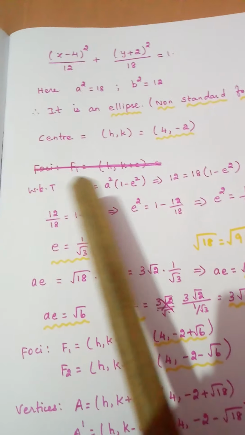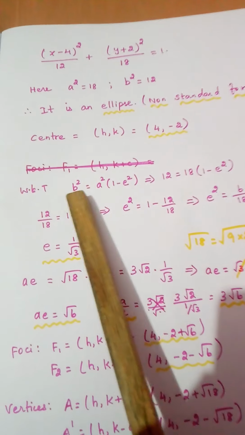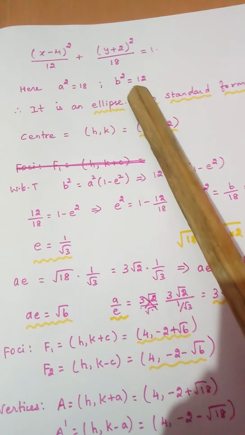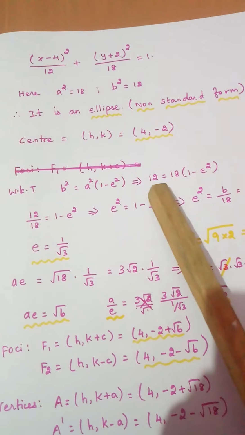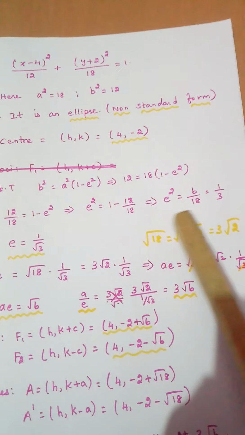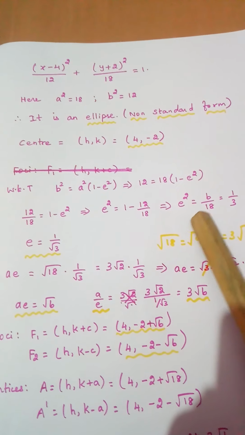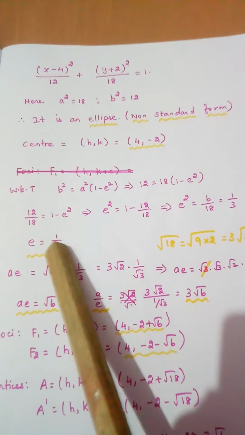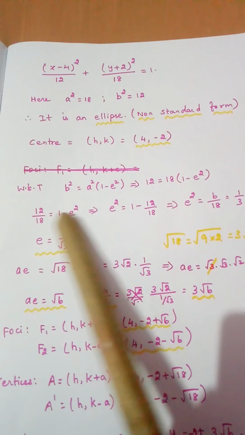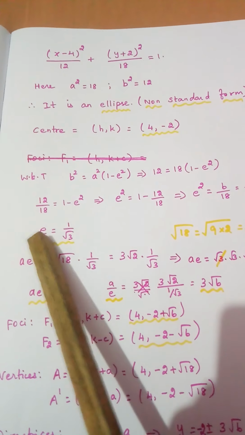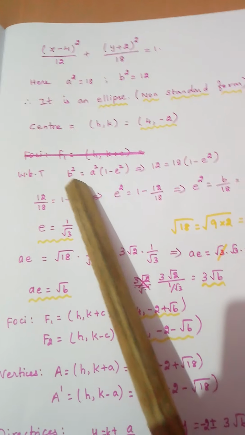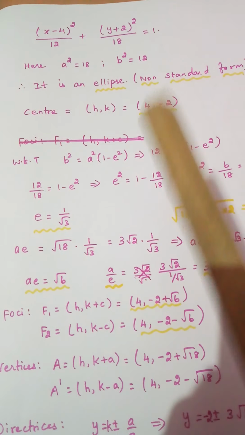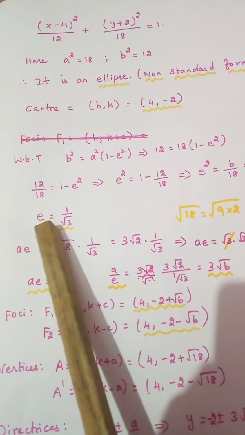After this, what will we usually do? We will write our familiar formula: b square is equal to a square into 1 minus e square. B square we know, a square we know. So substitute the entire thing and do the simplifications. I think I need not explain these things because you know very well how to simplify. So just do like this, and e square is equal to 1 by 3, and finally we get the e value as 1 by root 3. By which formula are we obtaining eccentricity? The familiar formula, b square is equal to a square into 1 minus e square. Okay, now we got the eccentricity value.